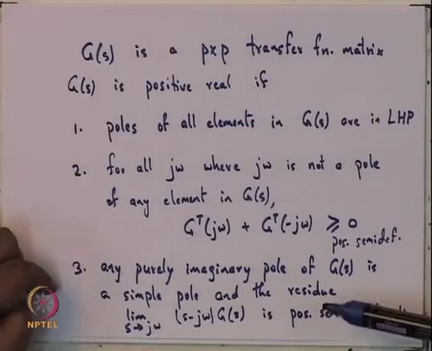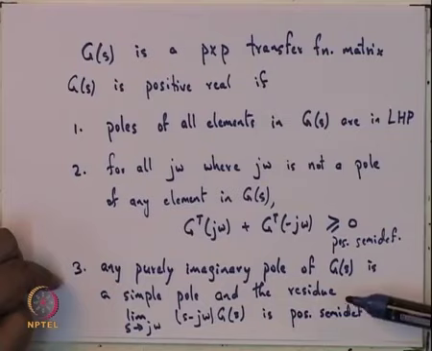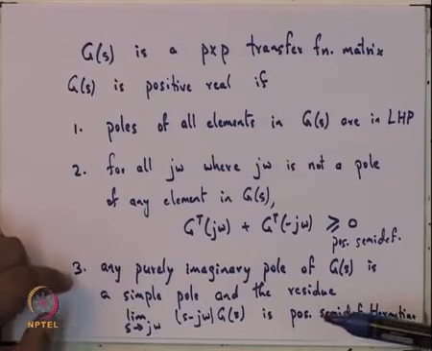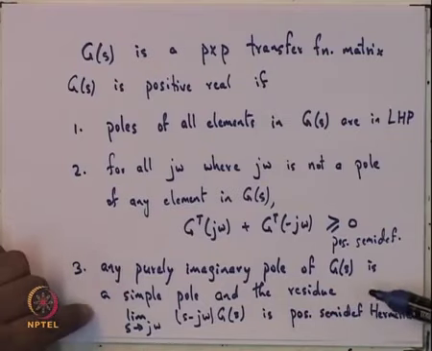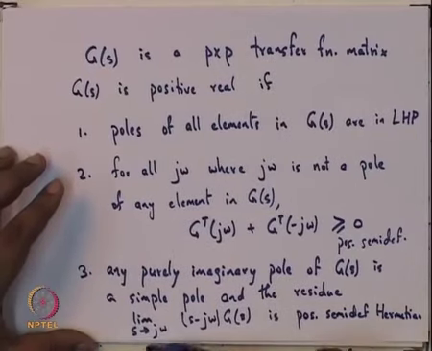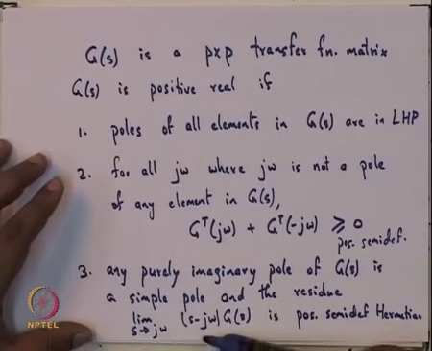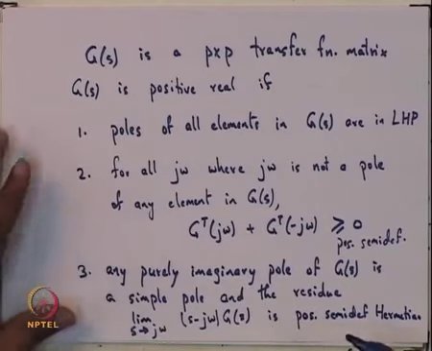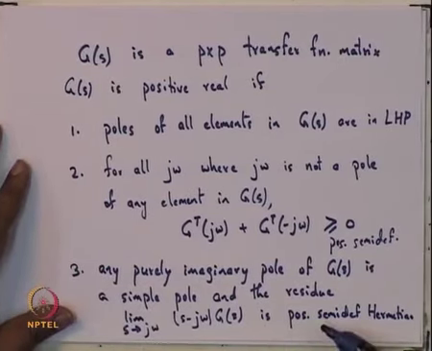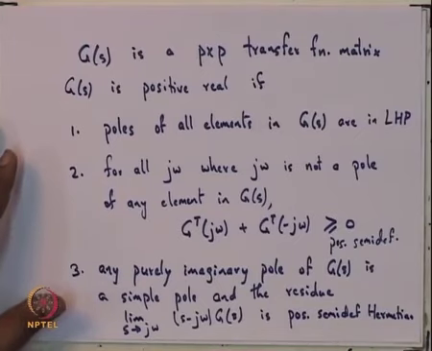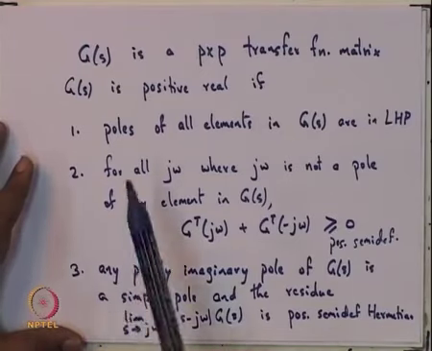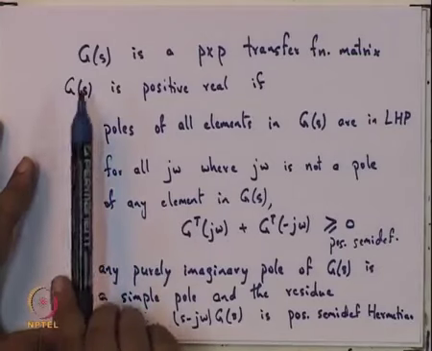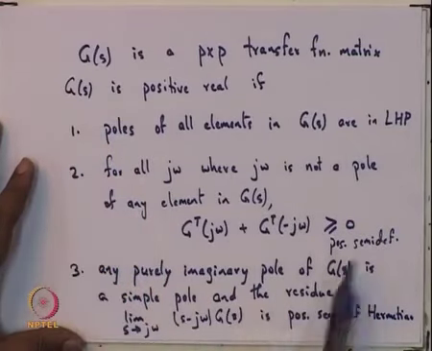So, there are these three conditions. The third condition is that any purely imaginary pole of G of s is a simple pole, and the residue, the limit as you tend towards that pole, of course, here it is a matrix. So, it is in fact a positive semi-definite Hermitian matrix. So, the definition for positive realness is this.